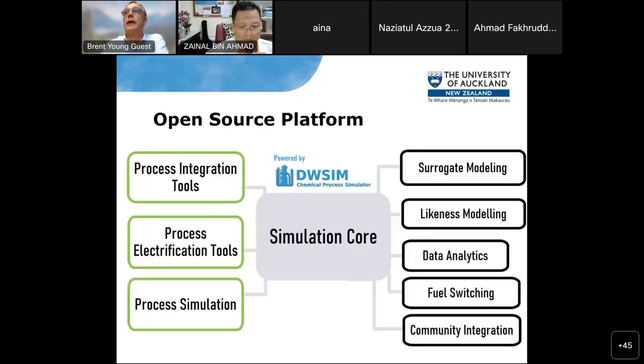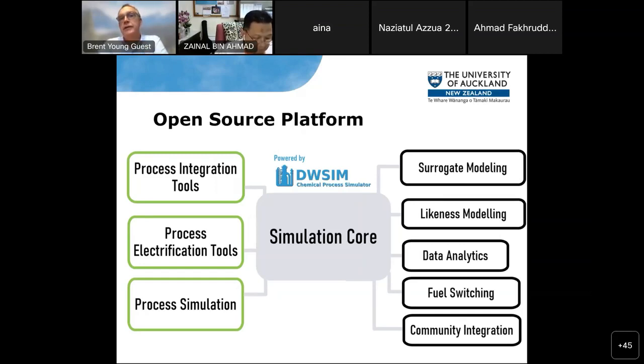What we are working on in the centre that I'm part of, which you'll hear about, is using an open source platform. Currently, we're using DWSIM process simulator, but that kind of doesn't matter. It's the philosophy of open source. As we are applying this particularly to the question of process heat and decarbonisation, we're looking at the sorts of tools that are shown on the right here.